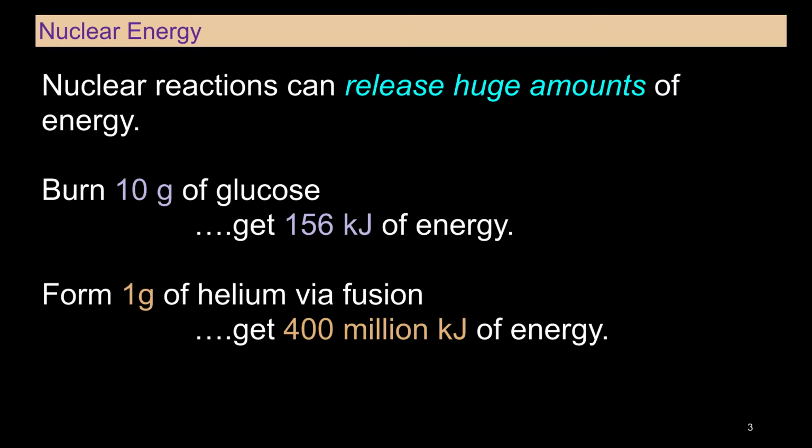The energy of nuclear reactions is huge. 1 gram of glucose gives 15.6 kilojoules of energy when combusted. 1 gram of helium gives 400 million kilojoules of energy when made via fusion. It is quite clear that nuclear energy vastly outperforms fossil fuel energy.